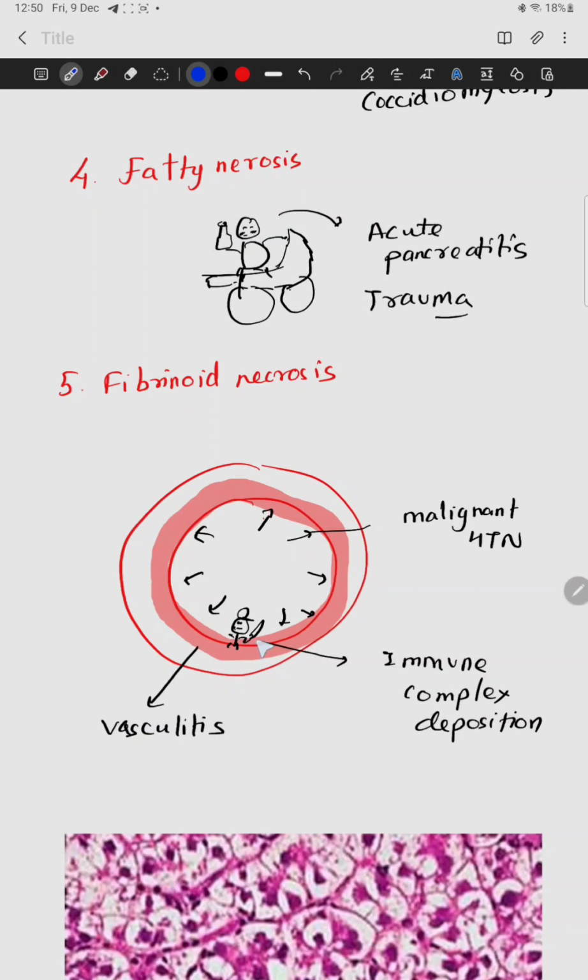And this white guy, what is he doing here? That is mainly immune complex deposition in the blood vessels. And next we have the vasculitis, right? So that will result in inflammation. Hence the vasculitis, all this will make something called a fibrinoid necrosis.